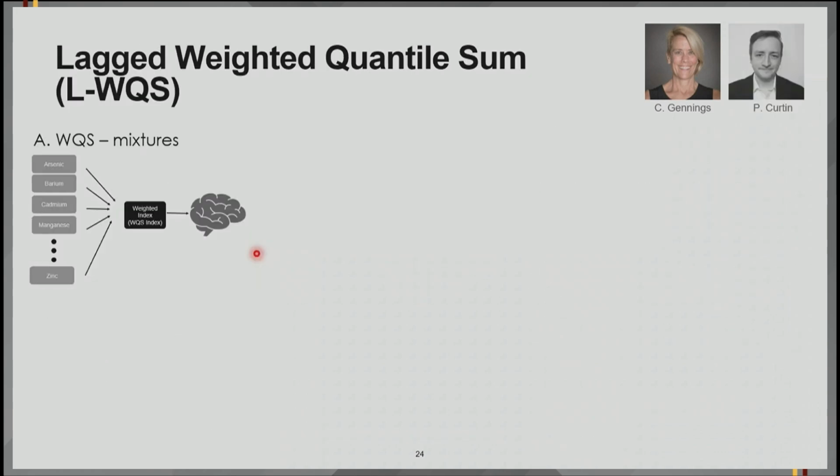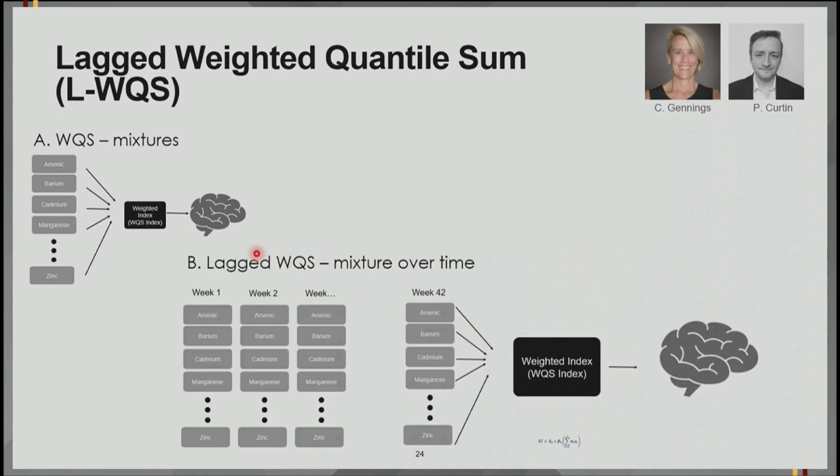In order to expand to look at that tooth data, right, because the tooth data is now over time, it's not just a single snapshot of time. Along with Paul Curtin, Chris expanded the method to lagged weighted quantile sum regression. I left the figure of the WQS mixtures up here, but lagged WQS allows us to look at mixtures over time.